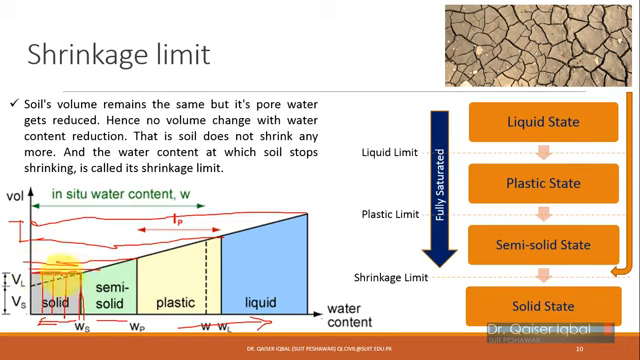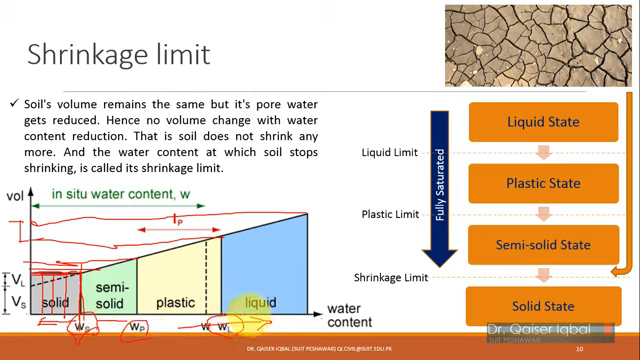But over here the line becomes constant. So the point at which further reducing the moisture content will not reduce the volume, that point will be known as shrinkage limit. Okay, so all the limits are represented over here: liquid limit is here, plastic limit is here, and shrinkage limit is here.